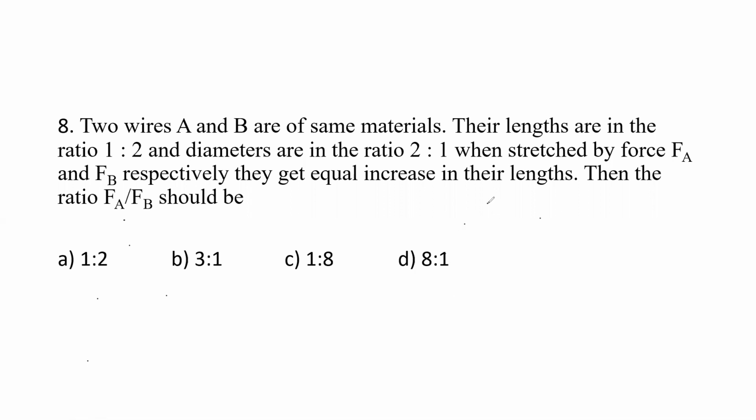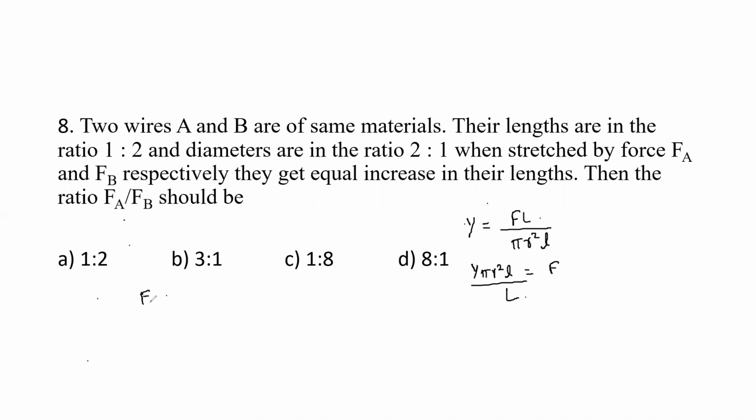So we have a formula. Y, that is Young's modulus, is equal to F into L divided by pi r square into small l. So simplify this equation, F is equal to Y pi r square into l divided by capital L. So this is the general equation. For A and B, take the ratio.